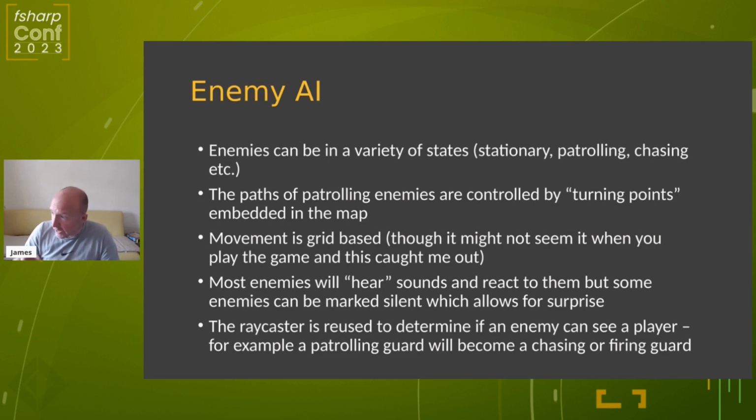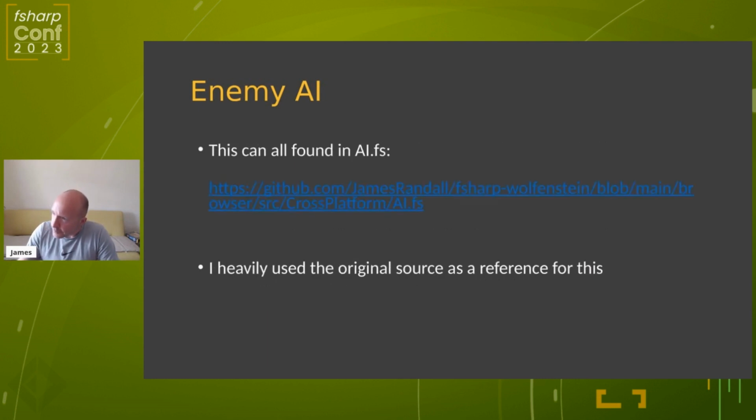I said we use the Raycaster again. The Raycaster is always used to determine if a guard can see a player. If a guard can see a player, they might choose to shoot, and they might choose to break their patrolling and move from patrolling to chasing. So we reuse the Raycaster to do that. There's a file called ai.fs. All that code's in there, and I heavily referenced the original source.